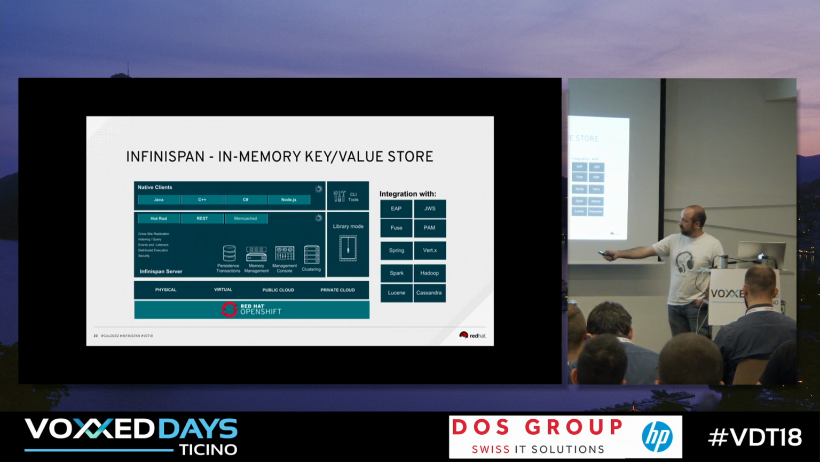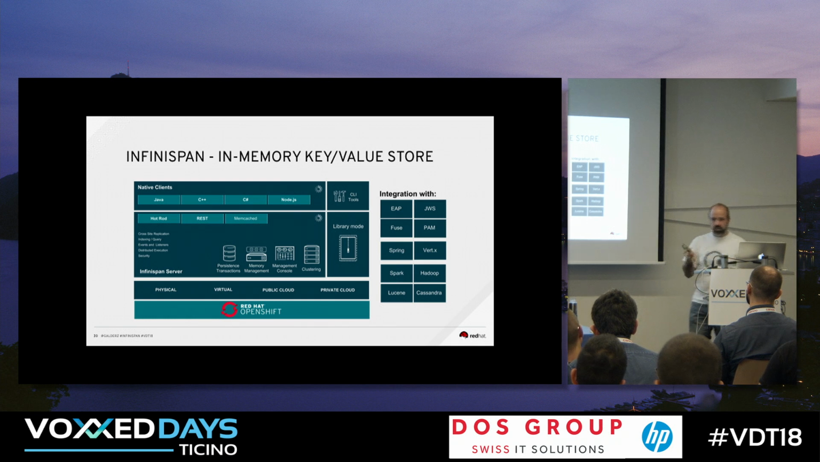We've got indexing and querying capabilities, and as we'll see in my demo, we also have continuous queries. We'll see how those work. Then we've got listeners, distributed execution, and security. You can also persist the data in the backend if you want, management, etc. Obviously, you can run it in any environment, in your own environment, or on top of OpenShift. And we've got a lot of integrations with things like EAP, WildFly, JWS, Fuse, Spring Boot, Vert.x, and Spark.